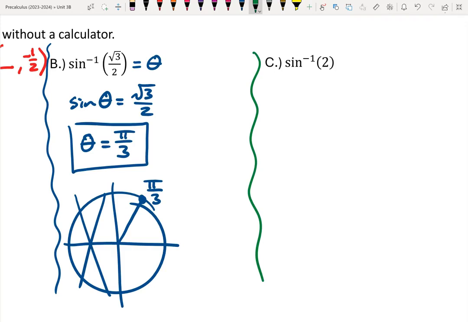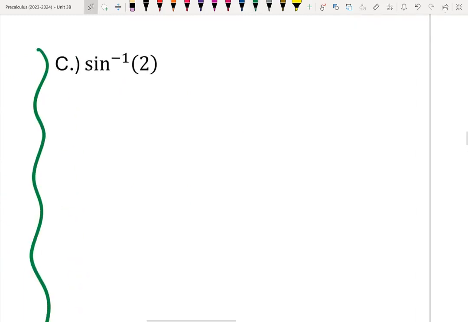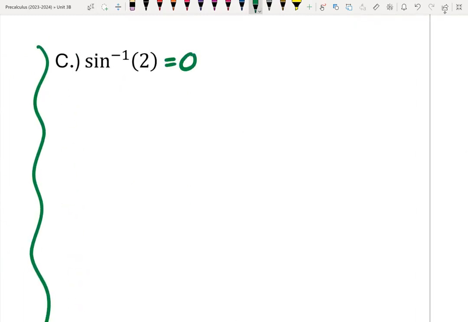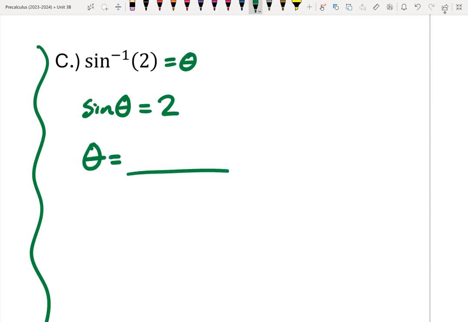All right, I've given you some time to mull over that one. So, sine inverse of 2. Again, we're looking for an angle. So, when is sine of what angle? When is sine equal to 2? When does that happen? Did you find anything on your unit circle that works?